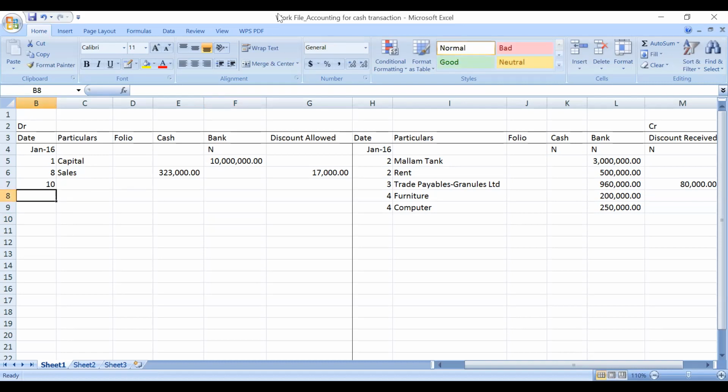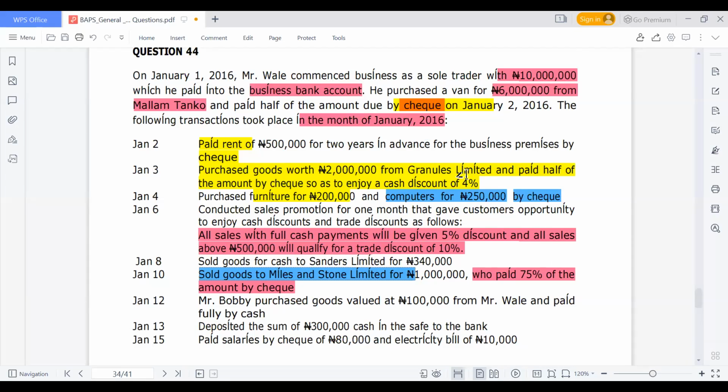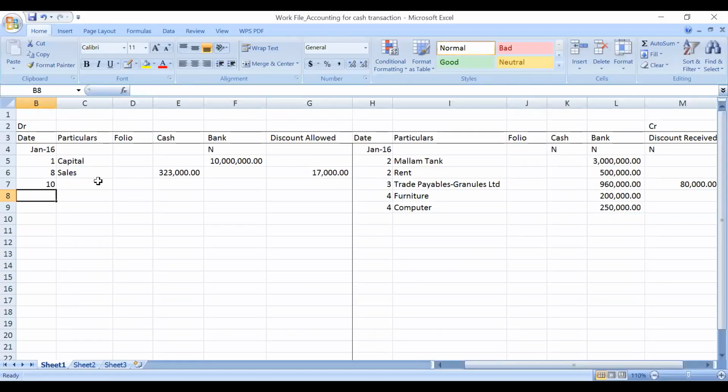And let me look at something. I said it's paid 75. So that means he has not yet paid in full. So he's still owing the organization. So I will just call it trade receivable, because he's still owing us. Then you write the name, which is Mines and Stone.